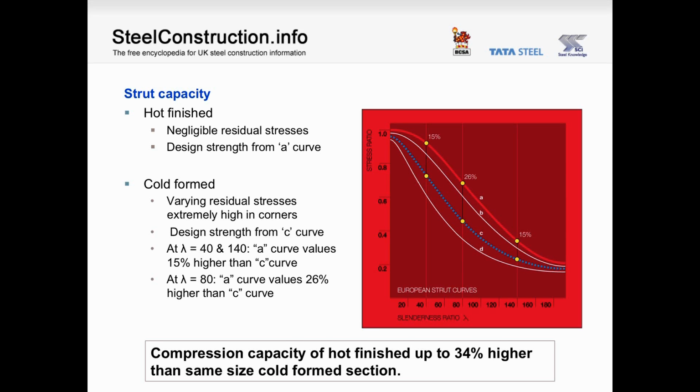If we couple together the most unfavourable slenderness ratio with the greatest differential in cross-sectional area, a cold formed section can suffer from a rather significant 34% reduction in capacity relative to the hot finished product of the same serial size and thickness.